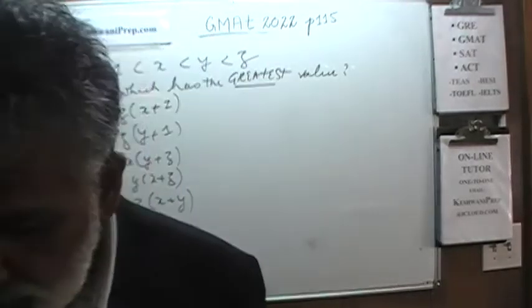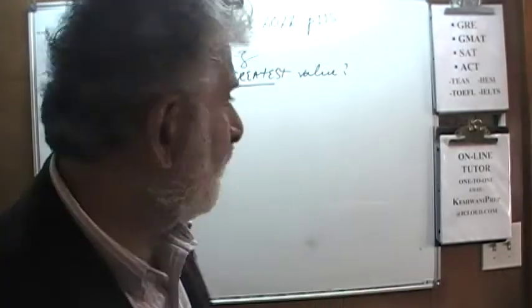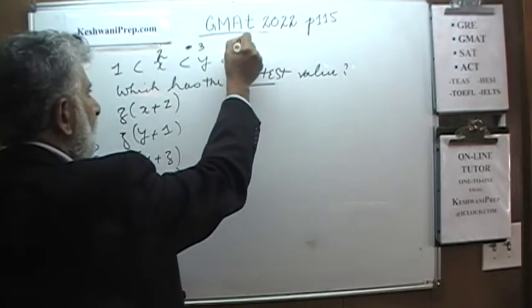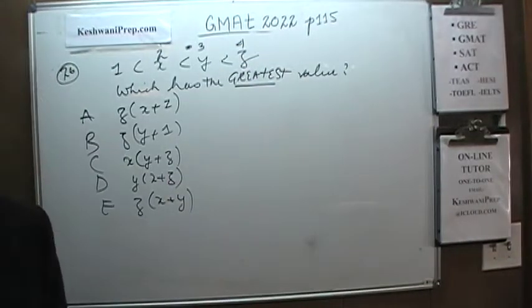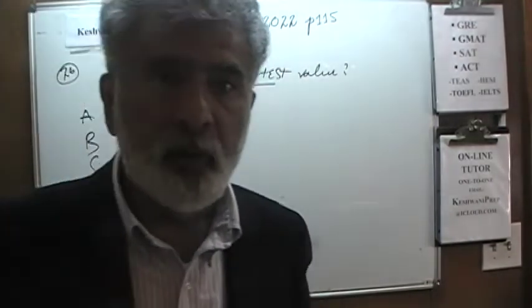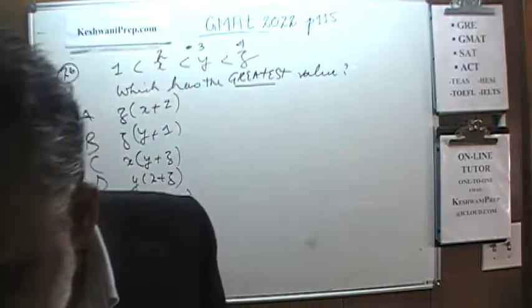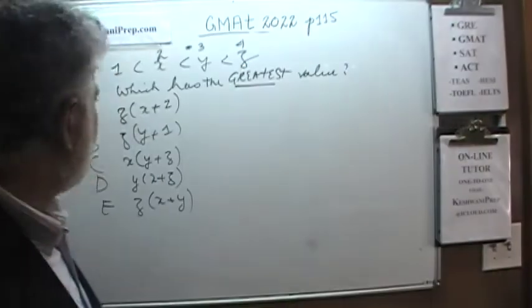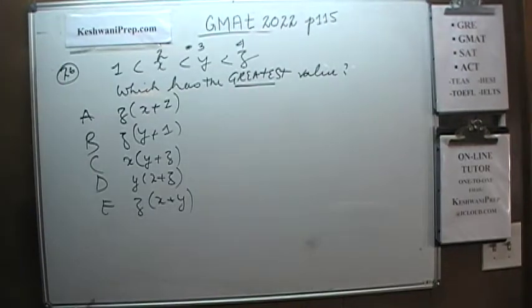There are 2 ways you can go about it. One way is to simply plug in numbers. Just plug in any number. For example, you can plug in 2, 3, and 4, and work through all of these 5 quantities and find out which one is the greatest. Of course, you can most certainly do that. We're going to do something different. Let's see what we can do here.